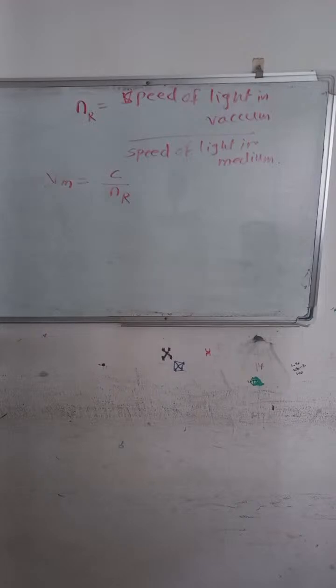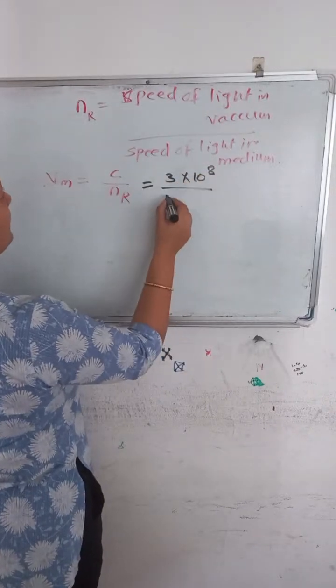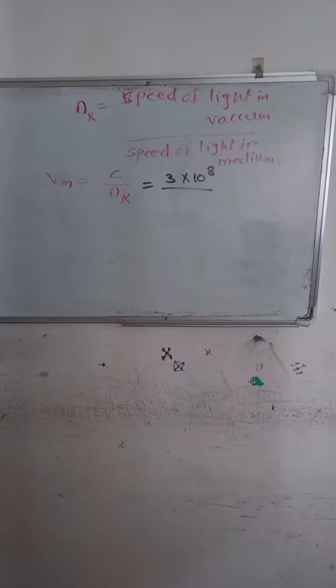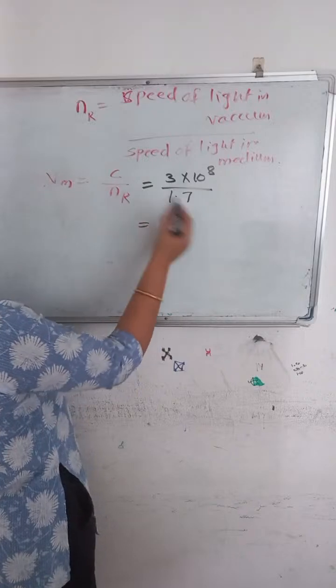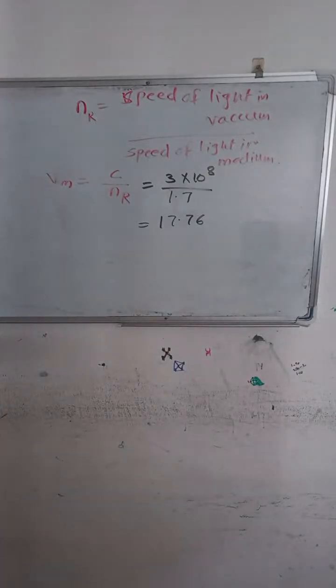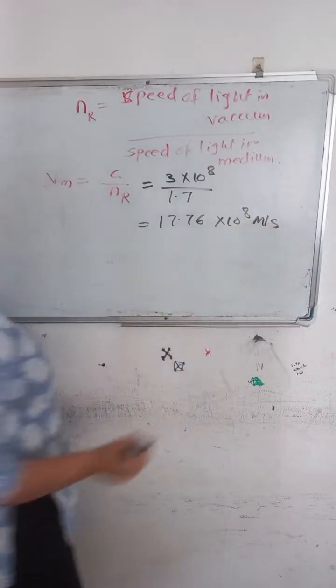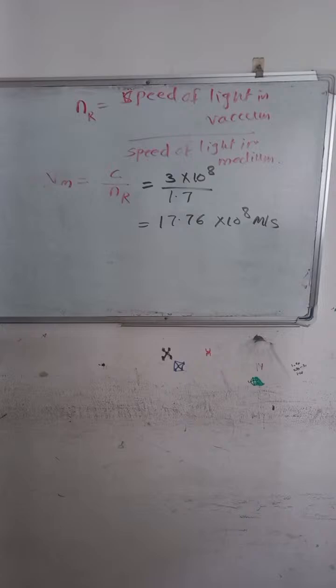We can substitute the values. So C is 3 into 10 raised to 8 divided by the refractive index of the ruby, which is given as 1.7. Do this multiplication and division. We'll get 17.76 into 10 raised to 8 meter per second. This is the answer. This kind of 1-2 marks problem they used to ask. Write down one more question.